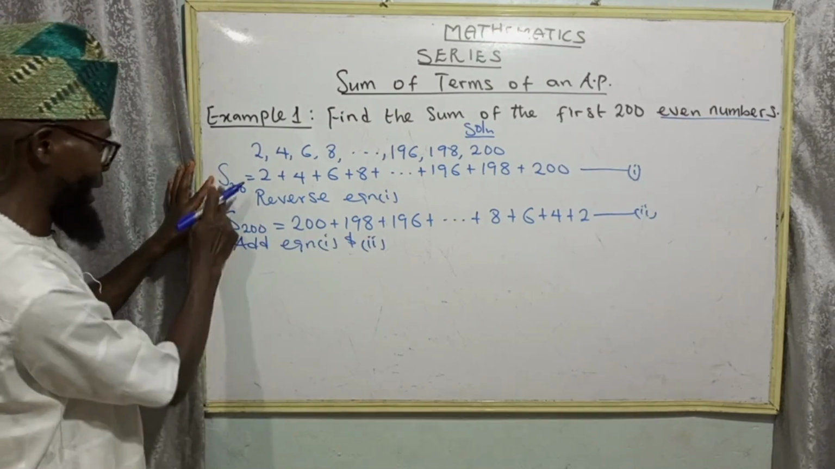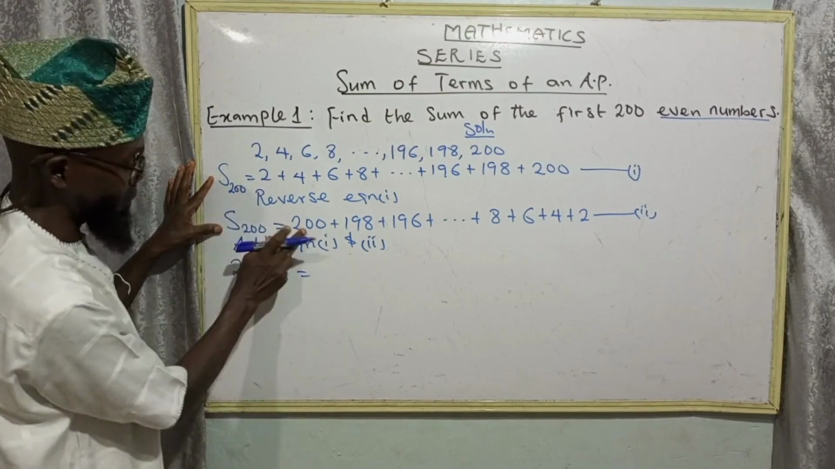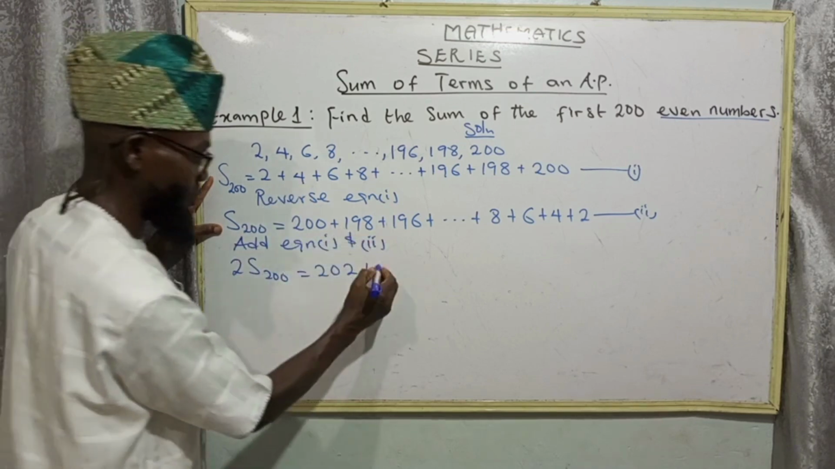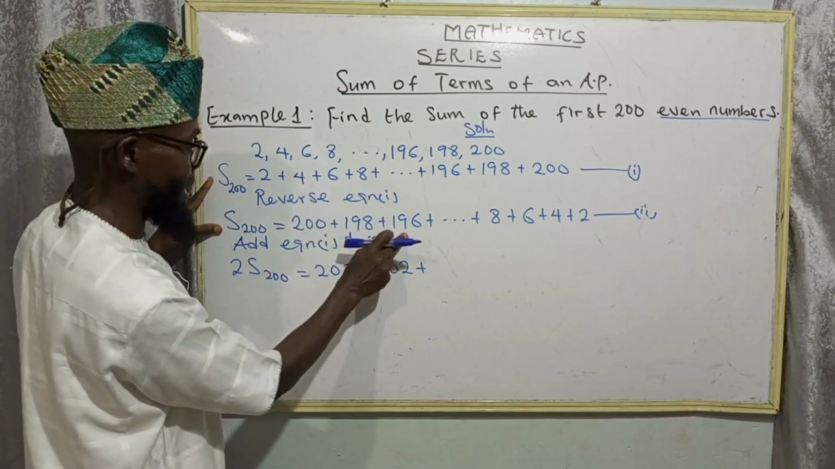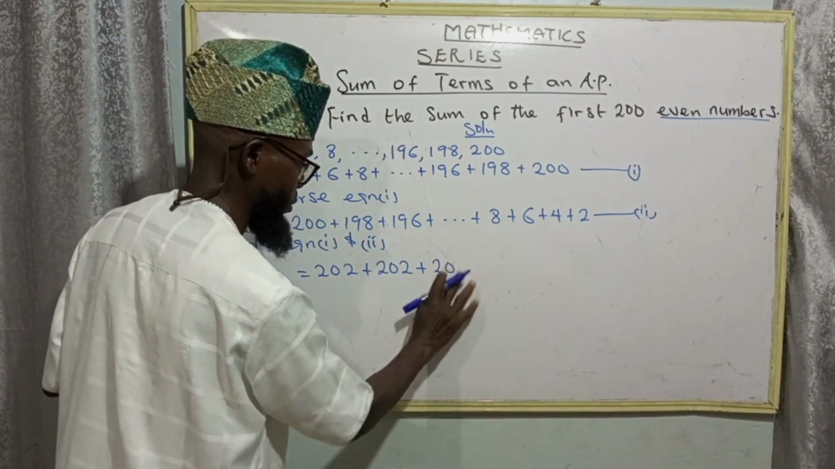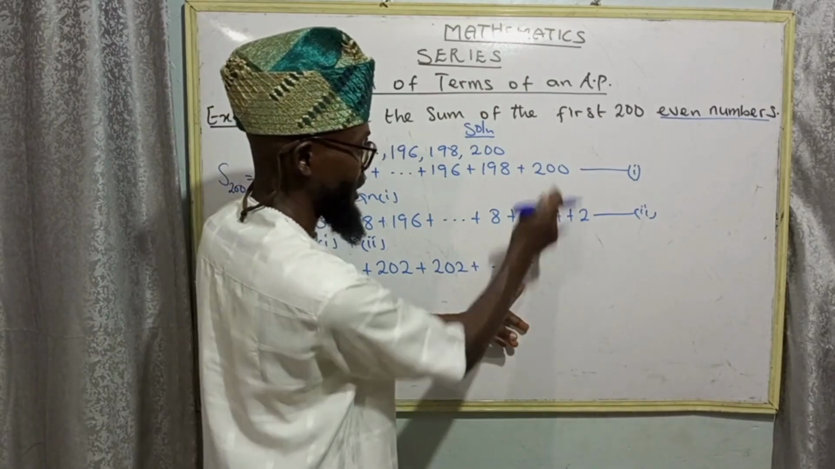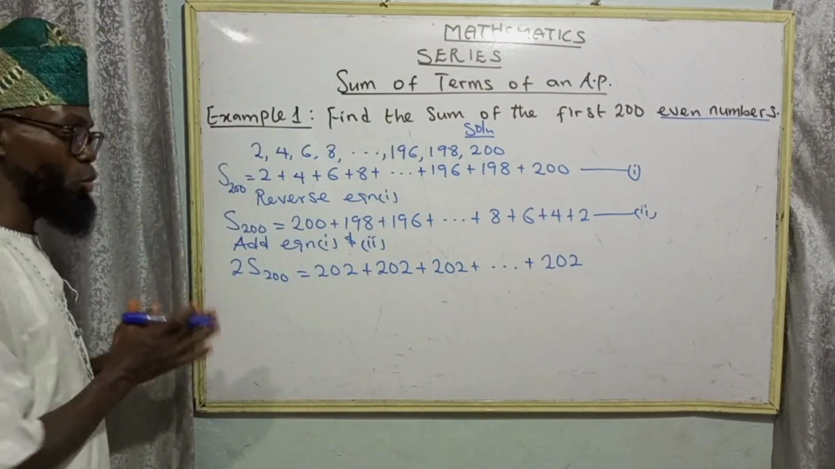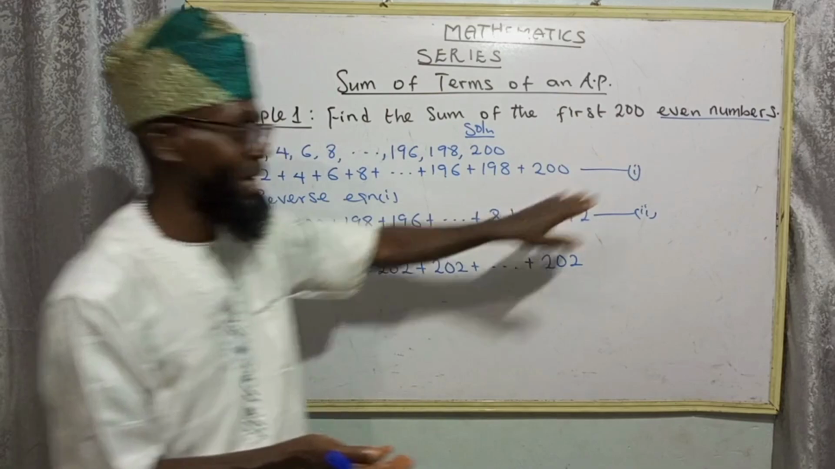Addition of equation 1 and 2: S plus S, we have 2S200, equals 2 plus 200, which is 202, plus 4 plus 198, 202, plus 6 plus 196, we have 202, plus, then we continue to add until we get to the end, plus 200 plus 2, 202. You can see that we are having the same value, 202. And don't forget, how many terms were we given? We were told to find the sum of 200 even numbers.